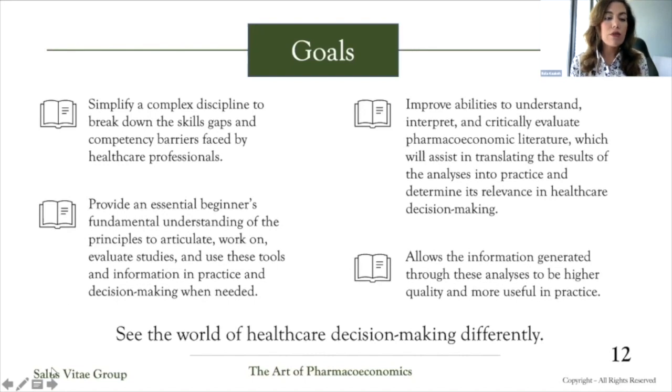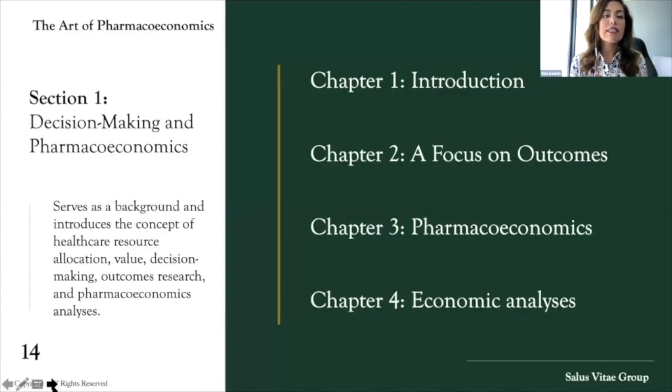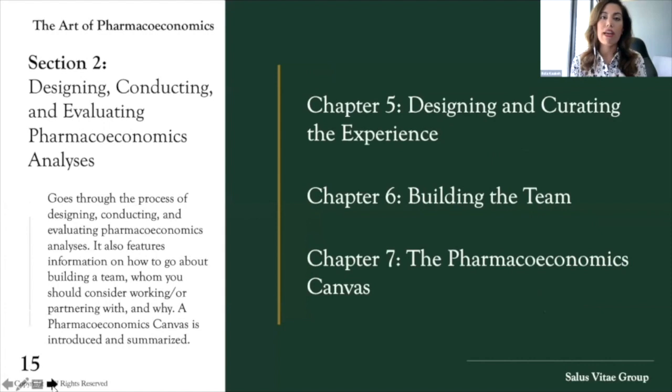Now, to move a little further along, the book is broken up into 3 sections and 7 chapters. These slides basically show how they're broken up, because like I mentioned, it doesn't just cover the methodology, it goes into the personnel and skills. Section 1 is about decision-making and pharmacoeconomics in general. That's where you get the background and the concepts of healthcare resource allocation, value, decision-making, and whatnot. I go into much more detail about the types of analyses to lay the foundation to get a lot more technical through the actual process.